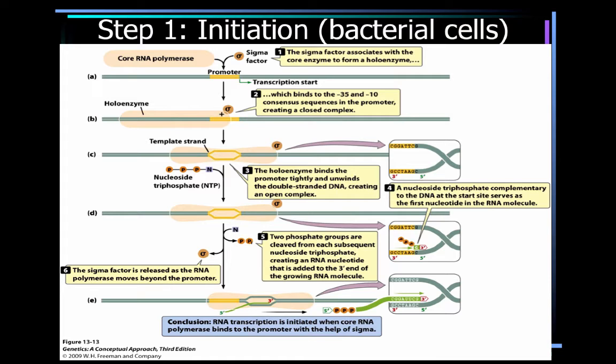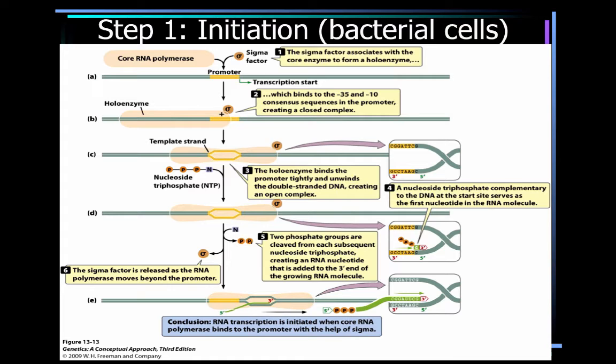The next step, the holoenzyme is actually going to bind the promoter region very tightly. It is going to unwind that double-stranded DNA, creating an open complex, very similar to what we see in DNA replication. And then the next step is that a nucleoside triphosphate that is complementary to the DNA at the start site is going to be the very first nucleotide in the RNA molecule.